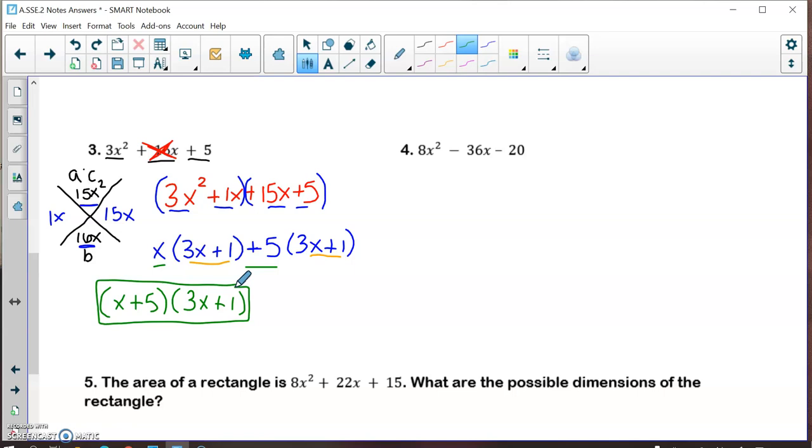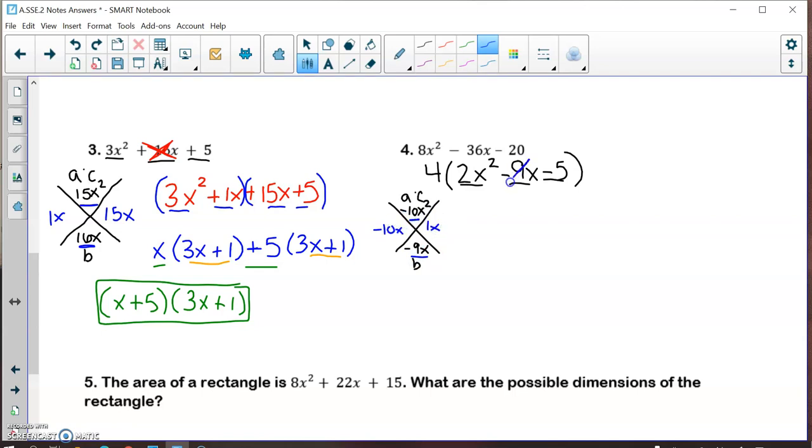All right, number 4. We do have a greatest common factor that we need to factor out right away, and that is a 4. And I'm left with a 2x squared minus a 9x minus a 5. So now I'm going to jump straight into the x method. In the top of my x is my a times my c, which would be a 2x squared times a negative 5, which is a negative 10x squared. In the bottom of my x is my b value, which is a negative 9x. All right, so I need 2 numbers that, when multiplied together, equal a negative 10x squared, but when added together equal a negative 9x. That's going to be a negative 10x and a 1x.